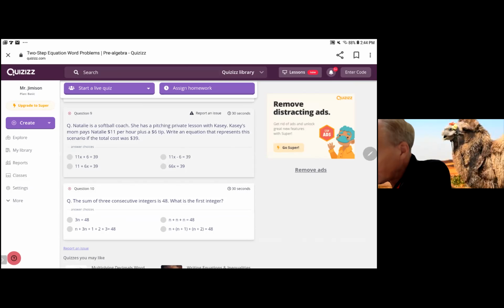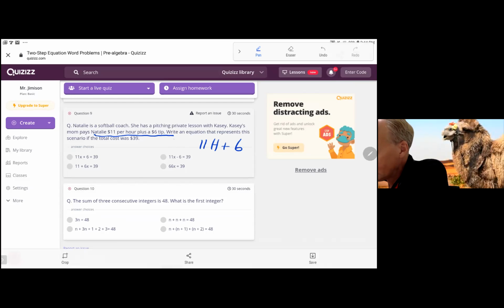Natalie is a softball coach. She was pitching a private lesson with Casey. Casey's mom pays Natalie $11 per hour plus a $6 tip. $11 per hour plus $6 to start, or a $6 flat fee. Write an equation that represents this scenario if the total cost was $39. And there's the equation. It looks like they wrote it the other way.